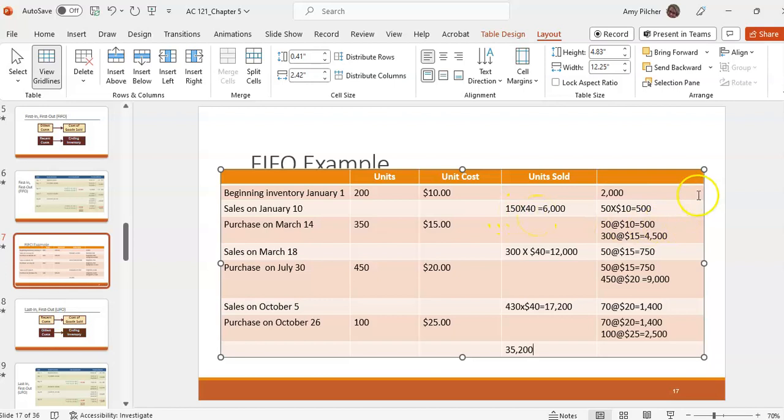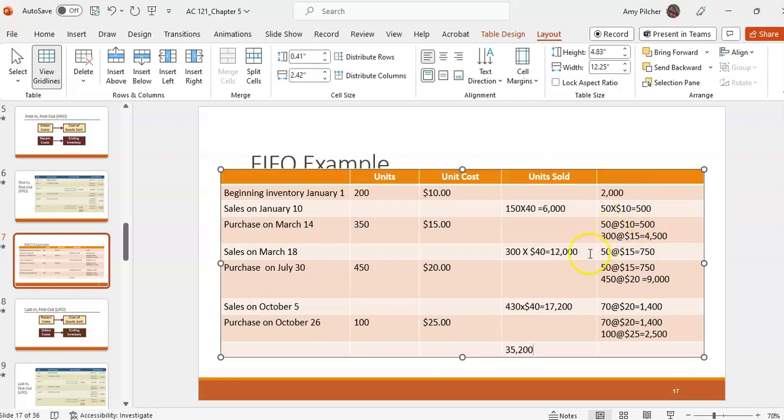that were of this 200. So we have 150 times $10 for the first sale. And then we had 300 for the second sale, and 50 of them were at $10. So 150 times $10 is 1,500. And then we're going to add this 500.